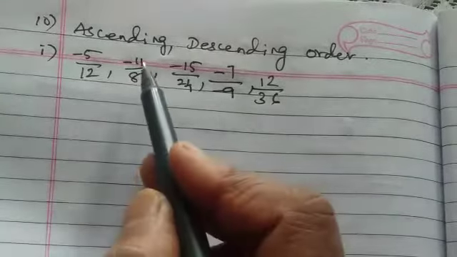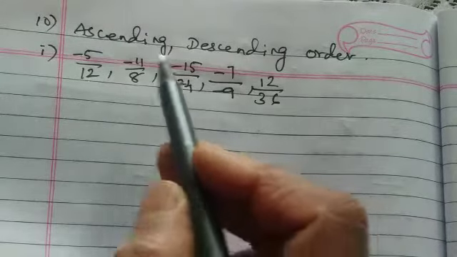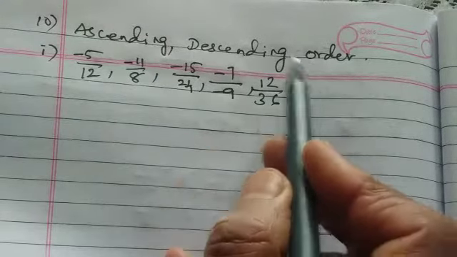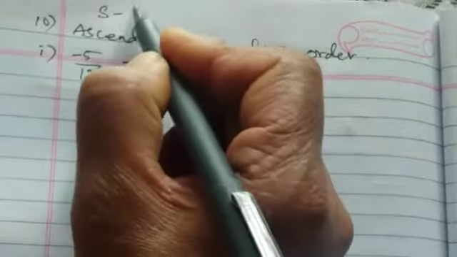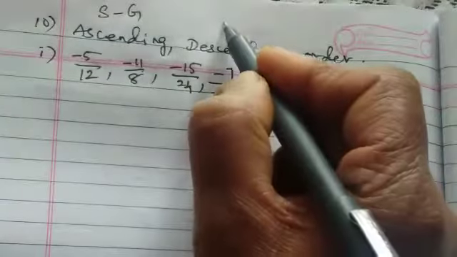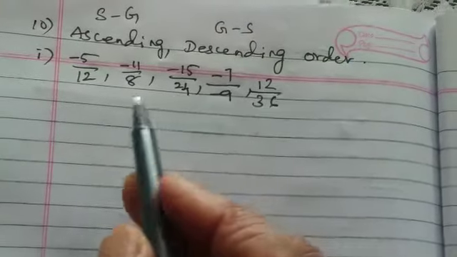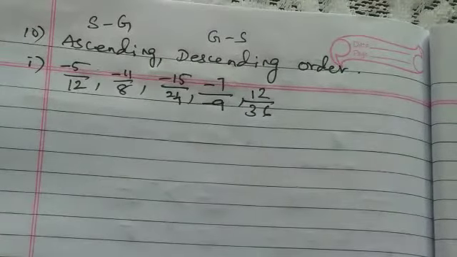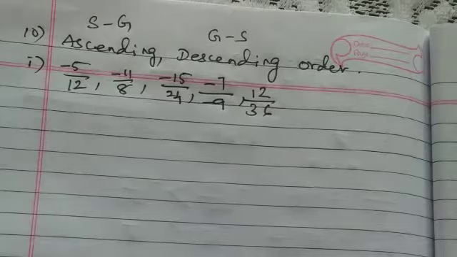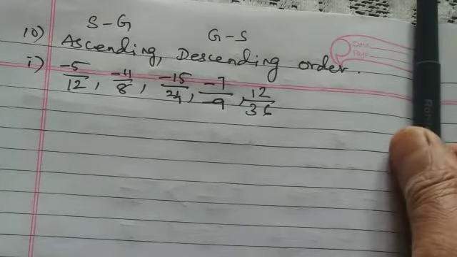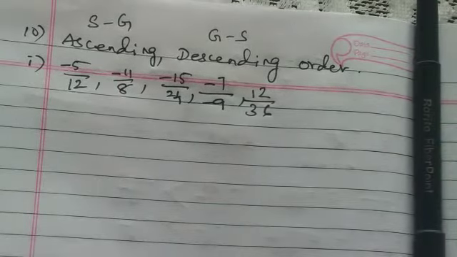Now, question number 10, we have to arrange the given rational numbers in ascending order and descending order. What is ascending order? It is from smaller to greater. Descending order is from greater to smaller. So, to arrange from smaller to greater, again the denominators must be the same. Here all the denominators are different. We have to find the least common multiple, which is the LCM.